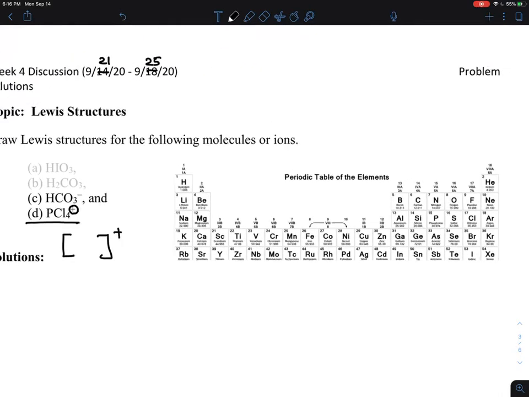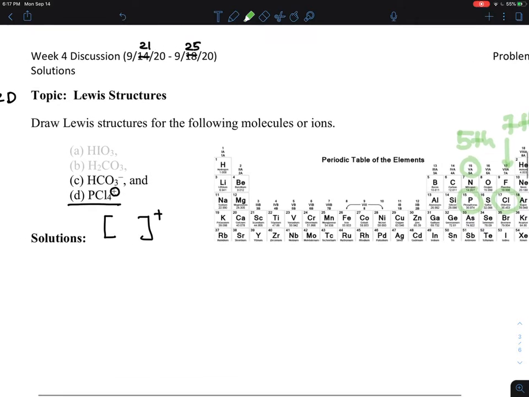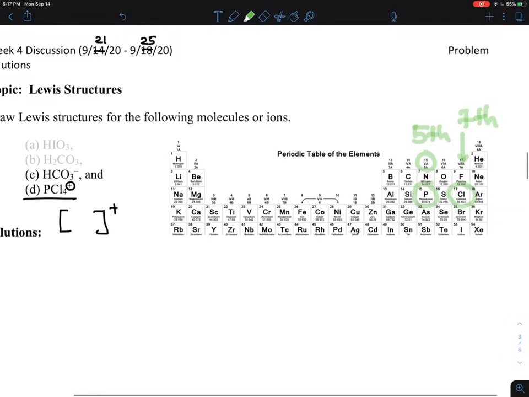So let's try to identify where the phosphorus atom is located. This one right here, so this is in the 5th column. And what about the chlorine? Chlorine is right here, which is in the 7th column. Okay, so I think that we are on top of things.